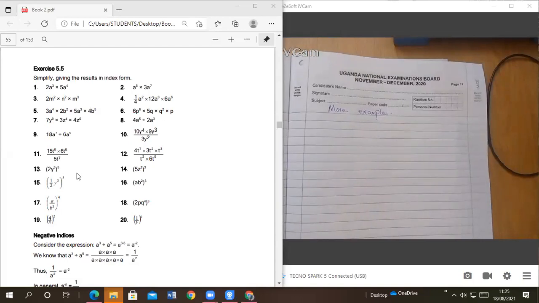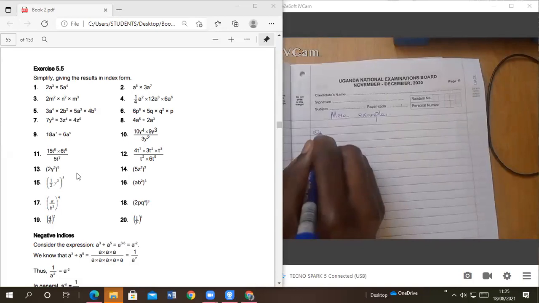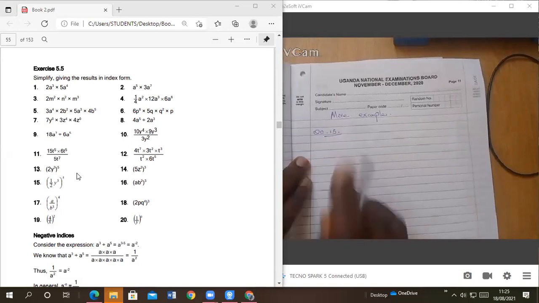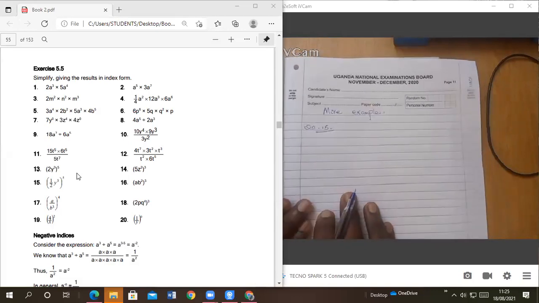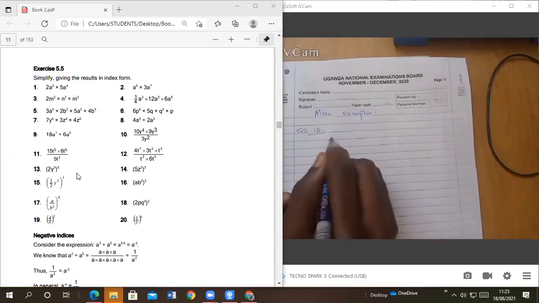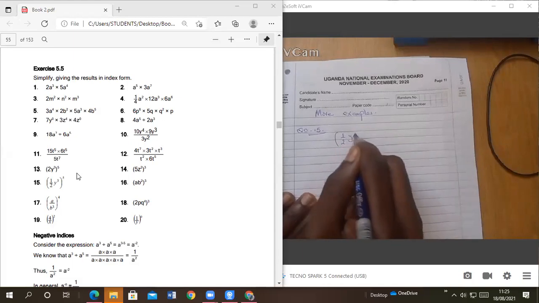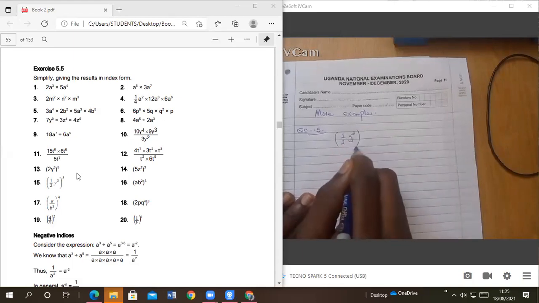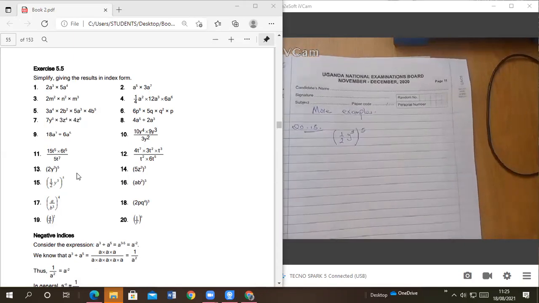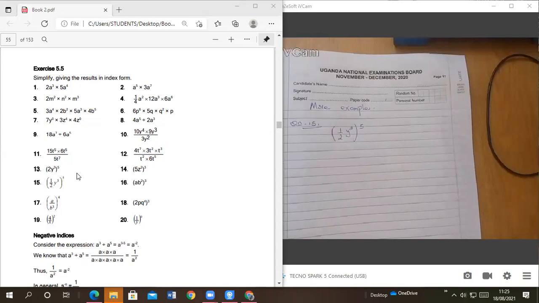Question 15. Can you write it down? Simplify: we have y to the power 3, again raised to the power 5. Have you seen that? So what are we going to do? The question is just to simplify.